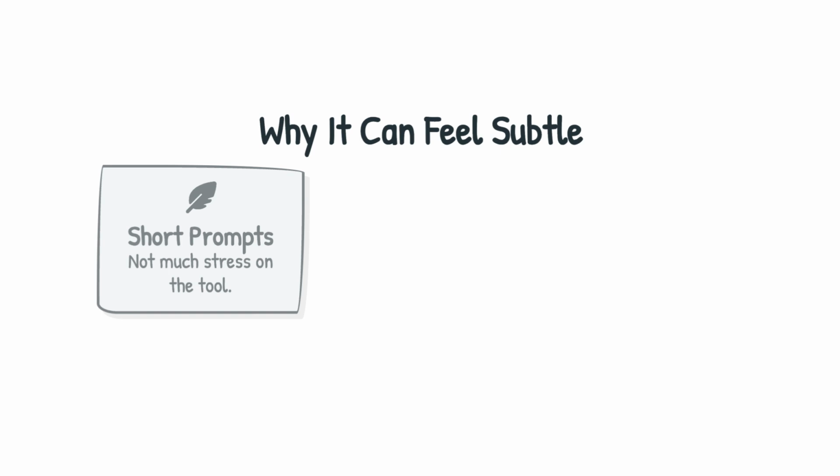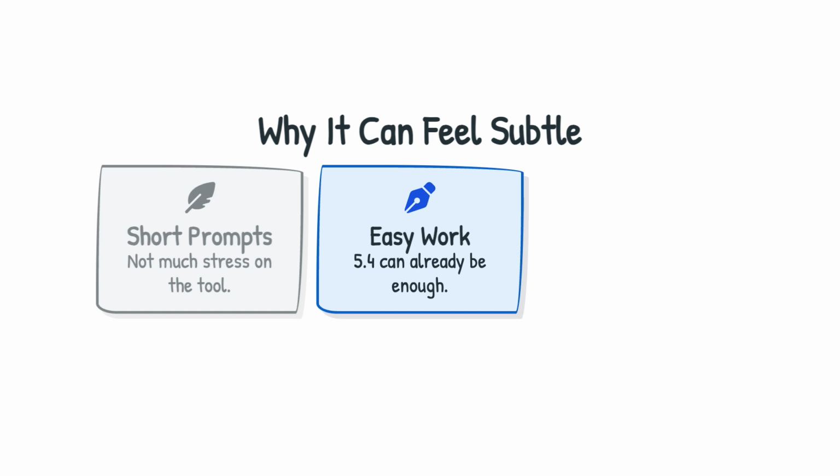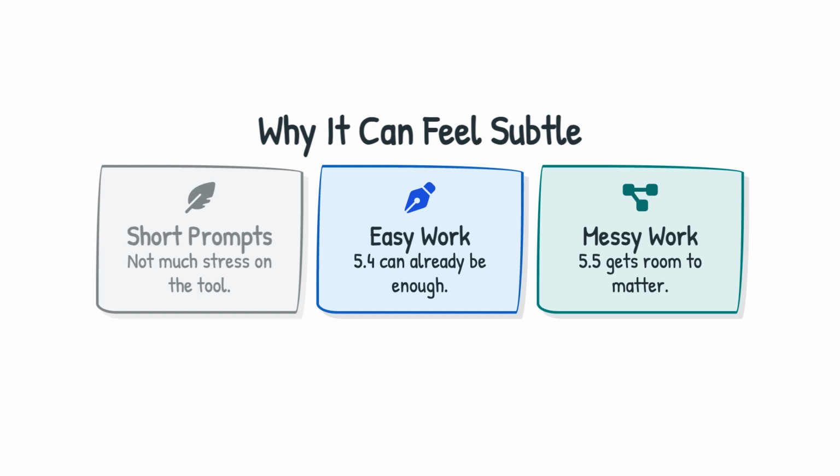This is where people get confused. Ask both models a short question, and the difference may feel small. The workbench is not being tested very hard. For a quick rewrite, simple explanation, or a brainstorm, GPT 5.4 may already be enough, but if the model must inspect code, plan a workflow, use tools, recover from errors, compare documents, or hold a messy business problem in view, GPT 5.5 has room to show why it exists. The heavier tool makes sense when the wood is uneven, and the job cannot fall apart halfway through.